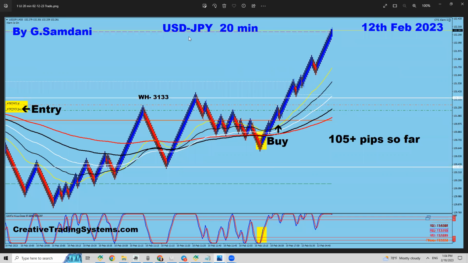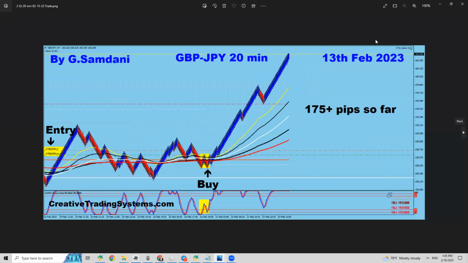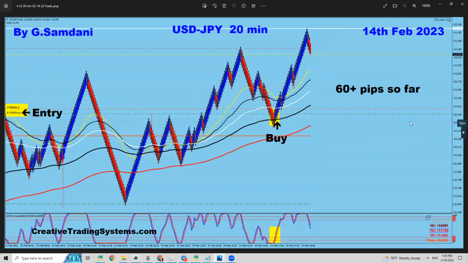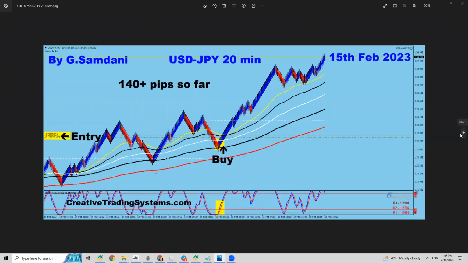On the 12th February, USD yen 20-minute long, 105 pip. Pound yen on the 13th, 175 pip long. Pound yen again on 14th, the next day, for 90 pip long. On the 14th, USD yen again buy for 60 pip long, right? Everything is long because my index chart was going up. And USD yen on the 15th, long again for 140 pip.